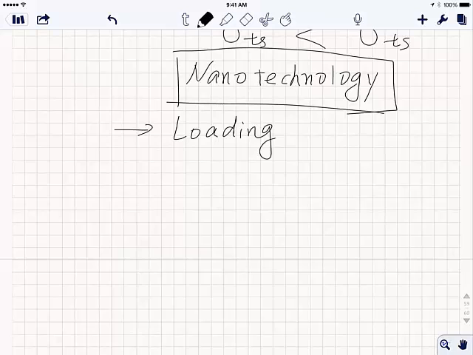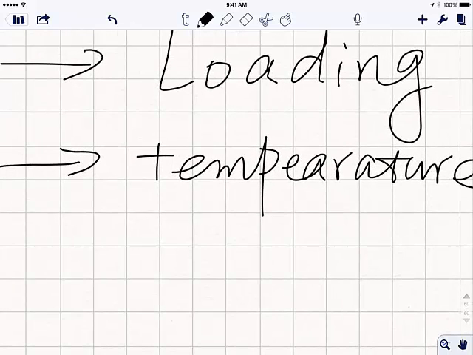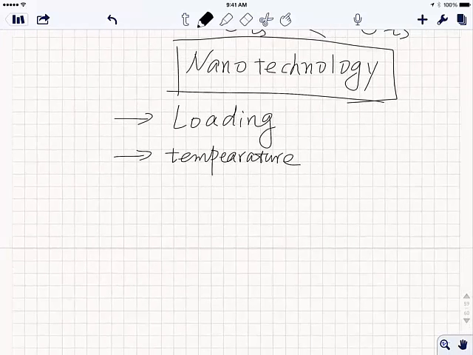Temperature, of course, is important because most of the structural materials we use are metals, right? So for metal, here's something interesting. Your tensile strength is a function of temperature. When the temperature is higher, your tensile strength goes lower. That's easy to understand, right?